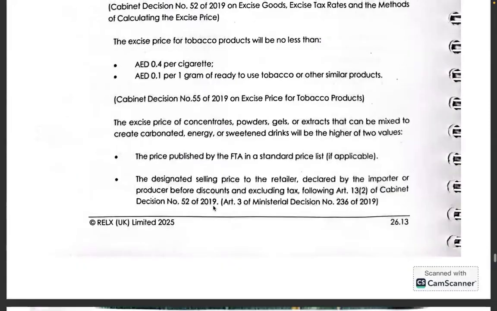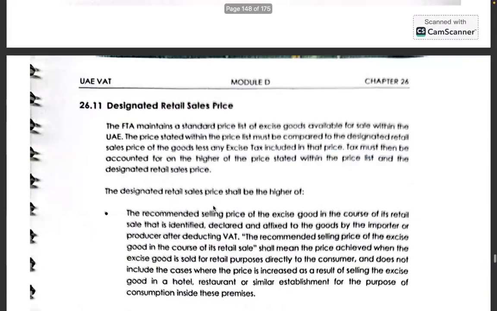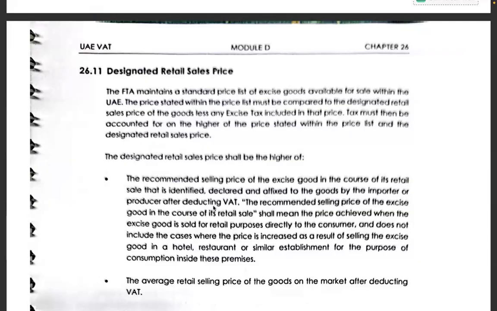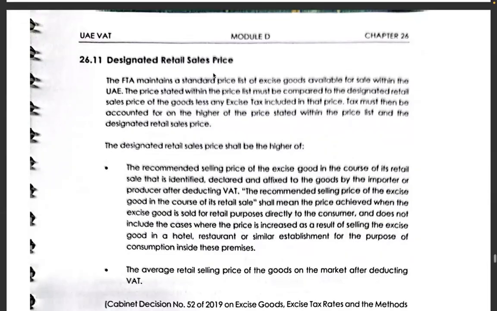So for tobacco products, we've already seen the rate applicable, which is 100%. Designated retail sales price: this concept has been used more than once. So we are going to look at what designated retail sales price means.